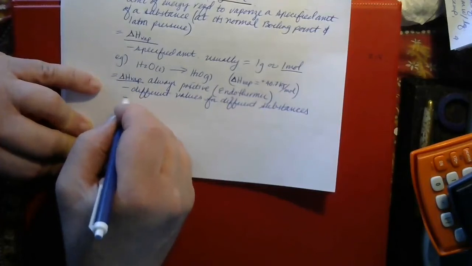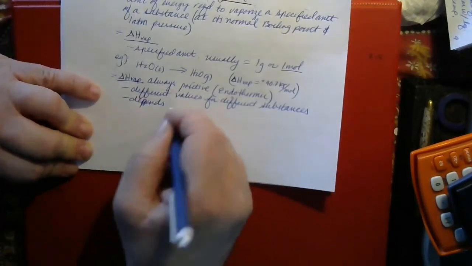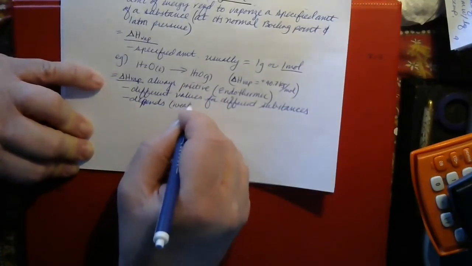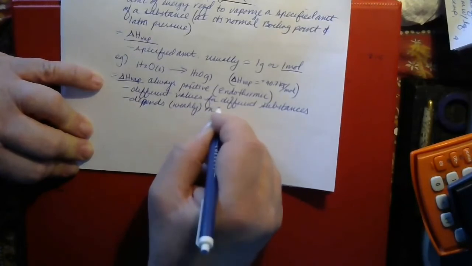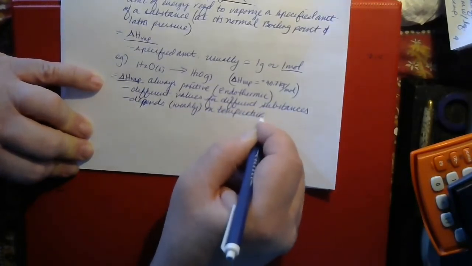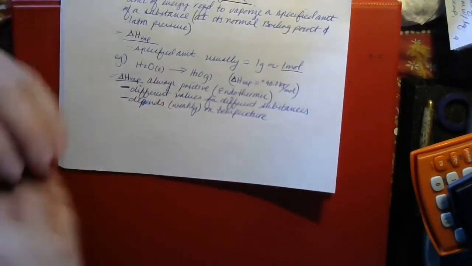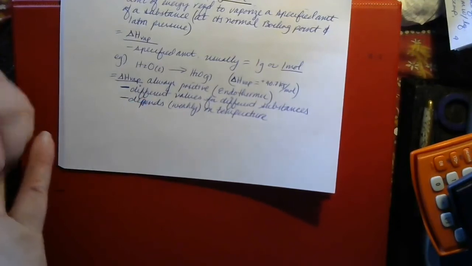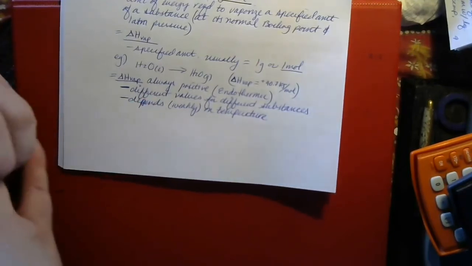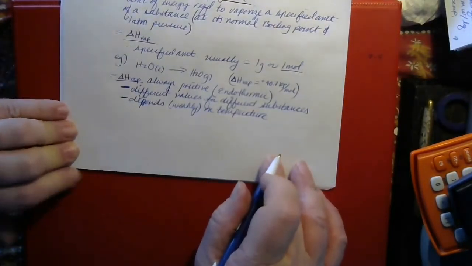And also, it depends on temperature, albeit weakly. Which is why it's specified that it's usually measured at the normal boiling point of the substance. It's actually usually a little bit lower at the normal boiling point than it is at other temperatures.